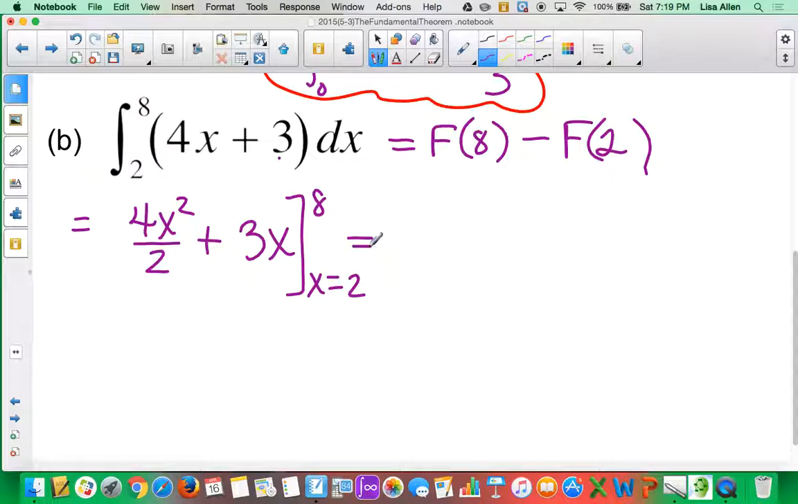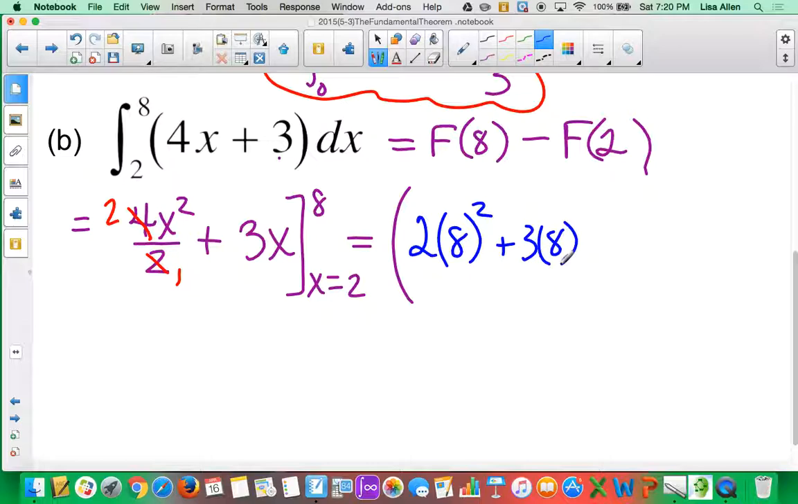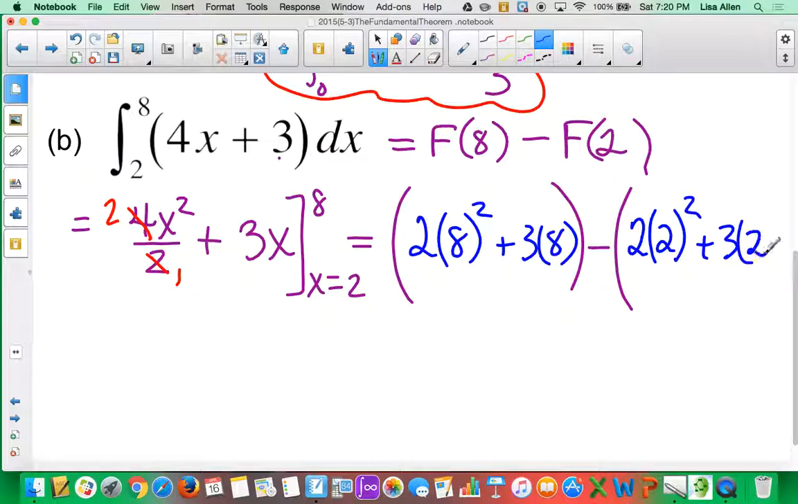So we're going to take the antiderivative, which is 4x squared over 2, and we're going to cancel and simplify this a little bit. It's going to give us then 2 times 8 squared plus 3 times 8. And then we're going to subtract 2 times 2 squared plus 3 times 2, evaluating the antiderivative at 8 and then at 2.